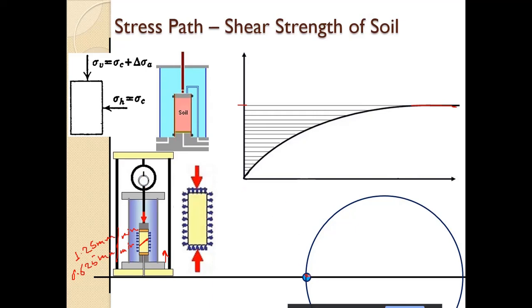This is the cell pressure. And this total cell pressure, so cell pressure plus sigma D, is the sigma 1 at failure. So we now have a failure state: we have sigma 1 and we have sigma 3 at failure.